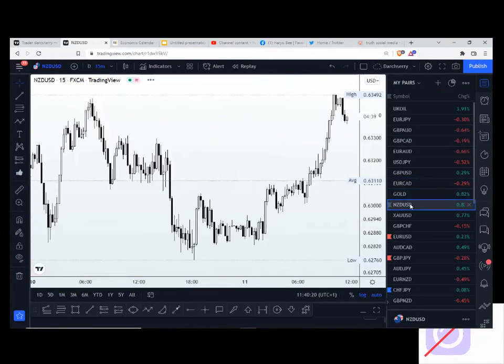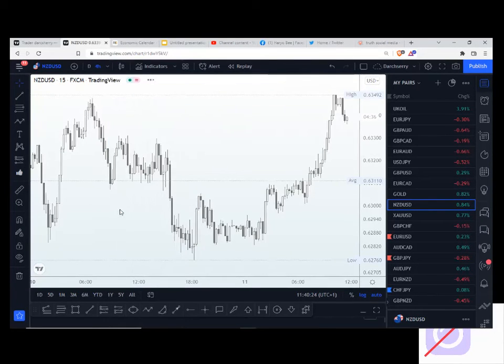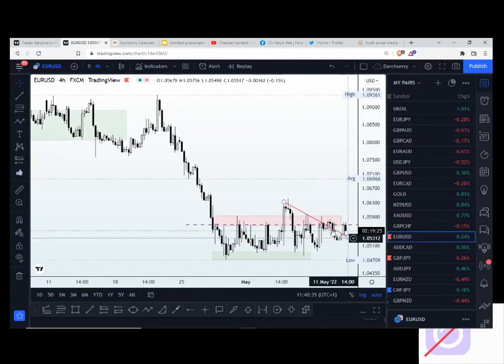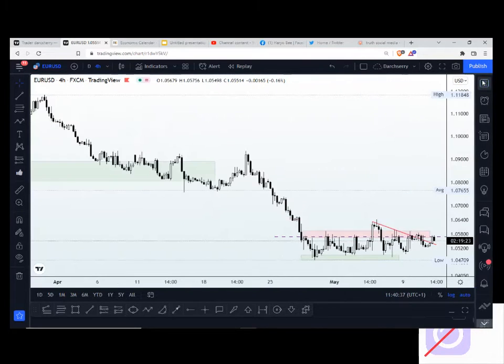So on New Zealand USD, okay, yes, someone said something about Euro USD earlier. Let's quickly go to Euro USD and see what's happening on Euro USD.